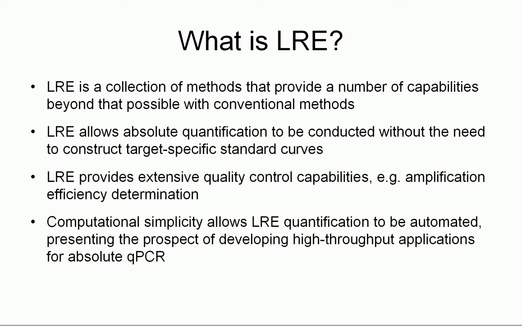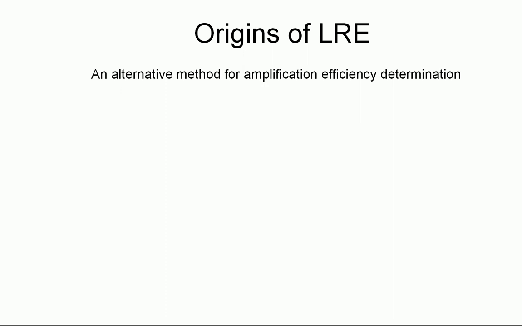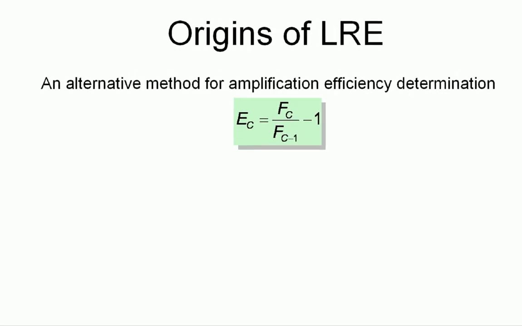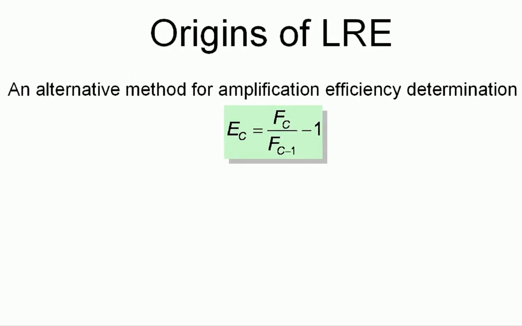for absolute quantitative PCR. Originating from attempts to develop a method for determining amplification efficiency that did not require construction of a standard curve, LRE was derived from analyzing the kinetics of PCR amplification. This was based on defining amplification efficiency as a relative increase in amplicon DNA over a single cycle. In this approach, amplification efficiency for cycle C is determined by the increase in reaction fluorescence, defined here as Fc, relative to the previous cycle, that is Fc-1. This is referred to as cycle efficiency, or EC, which is generally expressed as a percentage.